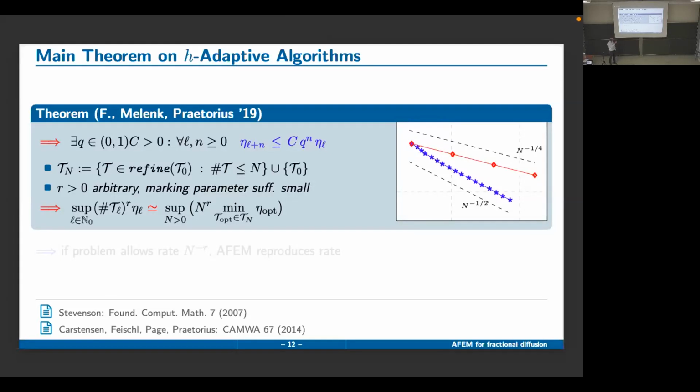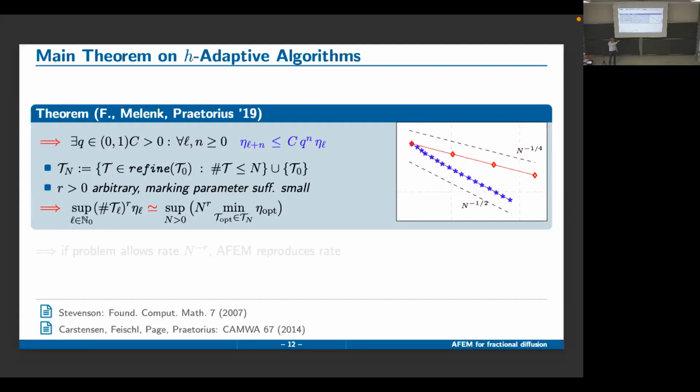The statement here tells me that the number of elements in my adaptive mesh to some power r, multiplied with the error indicators, is equivalent to this quantity. What is this quantity? This tells you that if I take the optimal mesh and the optimal error indicator on this mesh, if this decays with rate n to the minus r, actually also my adaptive algorithm reproduces this rate. So this tells me that if rate r is possible, the FEM steered by this error indicator produces this rate.